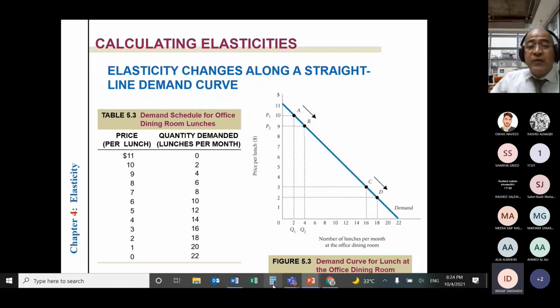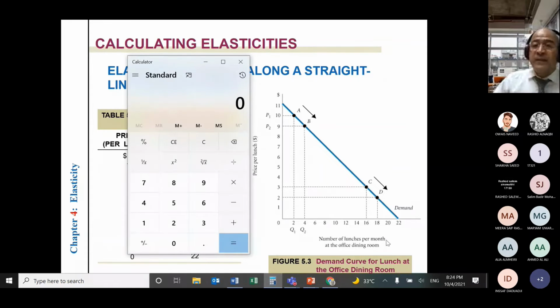Okay, let's check how Insaf calculated the elasticity at point D. 22 minus 18 is 4. So the first distance M1 is 4, divided by M2, 18 minus 0, which is 18. So 4 divided by 18 is 0.22. So the answer is correct.